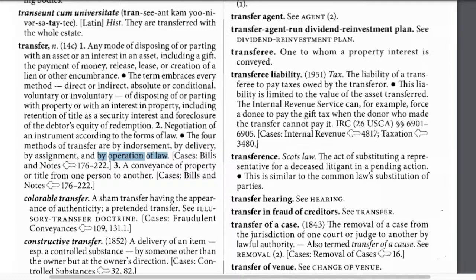There we go. Now we see the difference. A transfer can be as an assignment. So one way of transferring, of the 4 methods of transfer, are by endorsement, delivery, assignment, and by operation of law. So conveyance of property or title from one person to another. That's transfer. All right. Well, that was worth a digression. Let's get back to the book here.